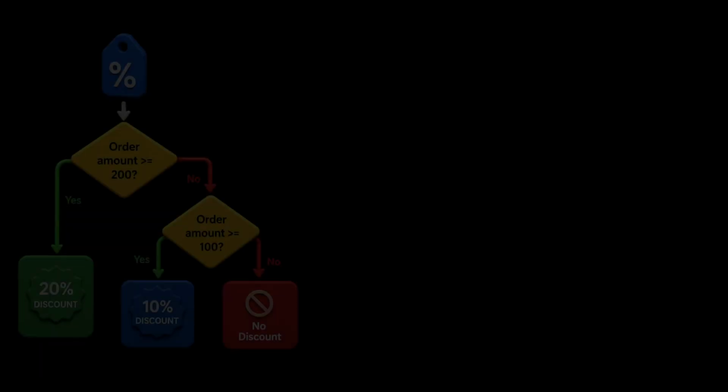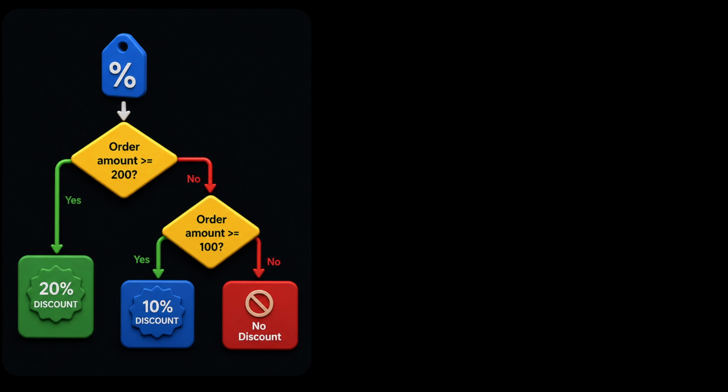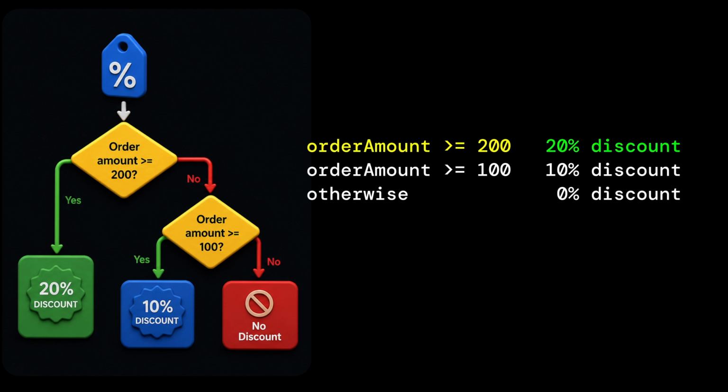Now let us add a separate discount requirement. The store applies different discounts based on the order amount. Orders of $200 or more receive a 20% discount. Orders of $100 or more receive a 10% discount. Orders below $100 receive no discount. We now have three possible outcomes.